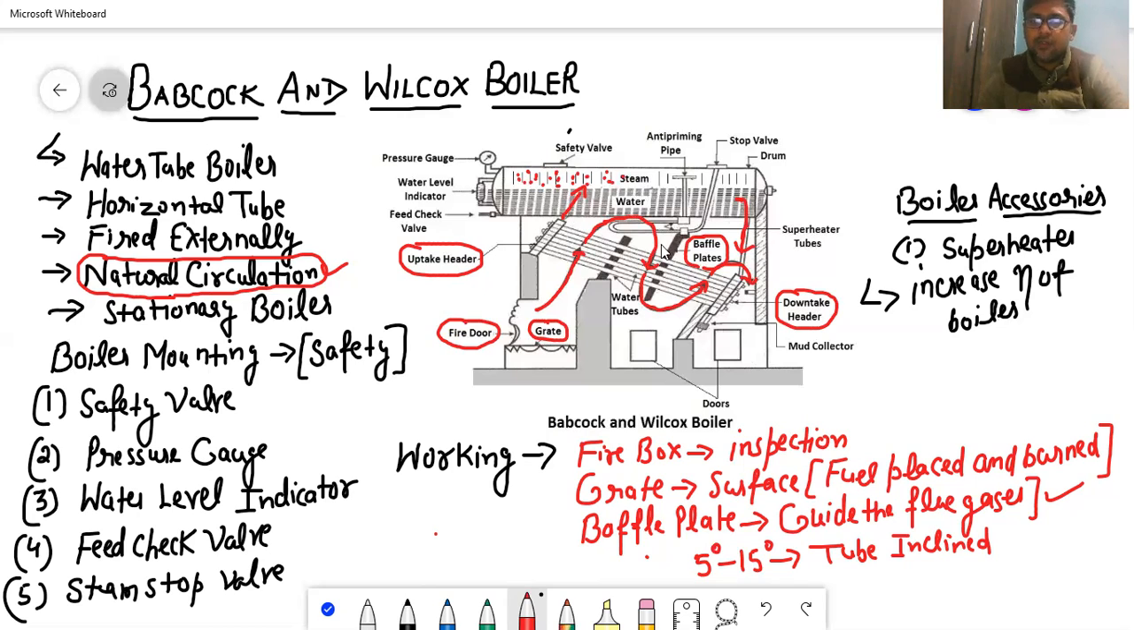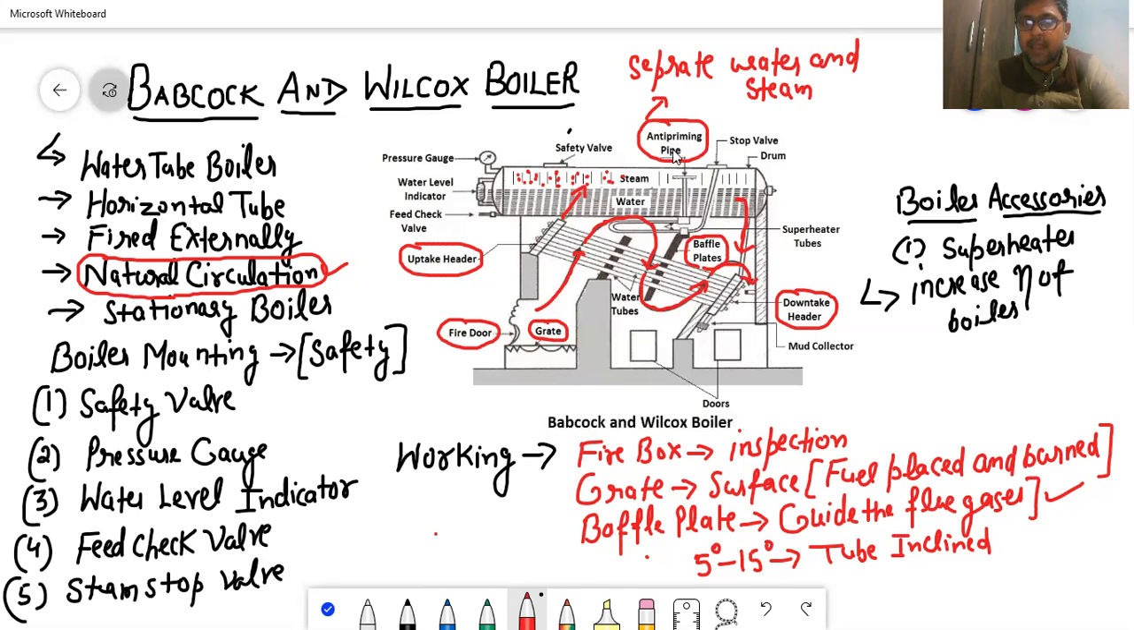So after that, we are using a pipe that is called the anti-priming pipe. This is the anti-priming pipe. Anti-priming pipe, why do we use it? It is basically used to separate water and steam. It will make sure that through the anti-priming pipe only steam goes ahead, and water does not pass from there. So we use it to separate them.